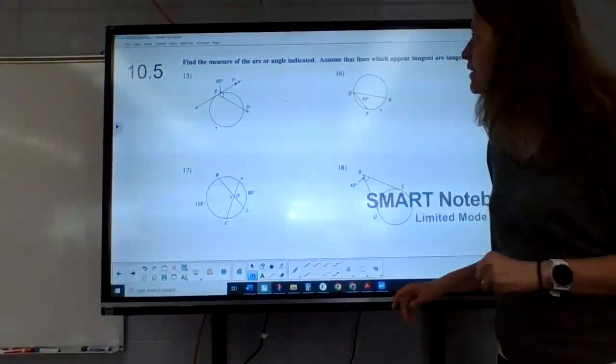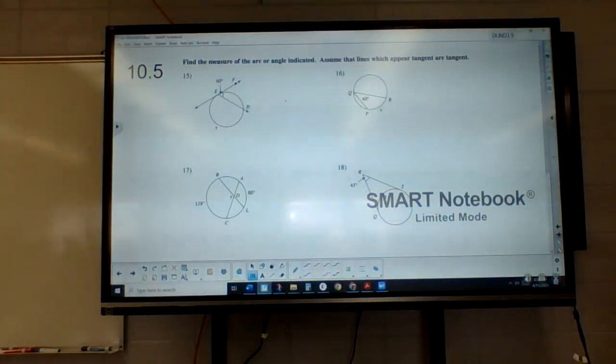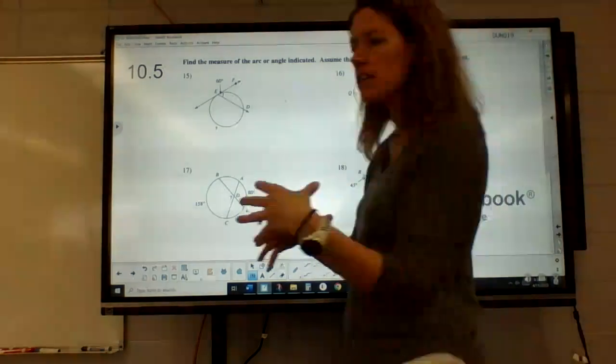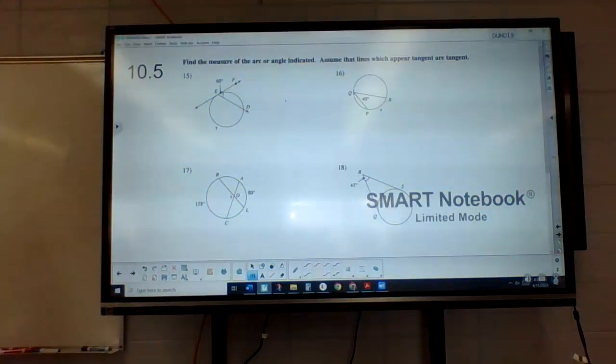So it says find the measure of the arc or angle indicated. If it looks like it's a tangent, we can assume it's a tangent. So again, this now gets us into the back side of our chart, all the different angles depending on where they're located in the shape.